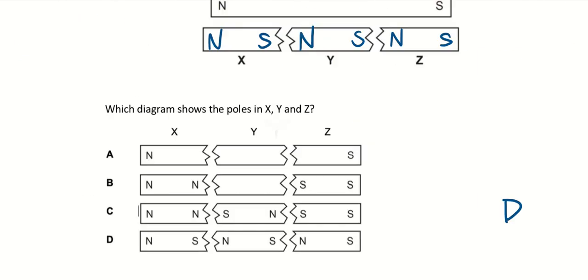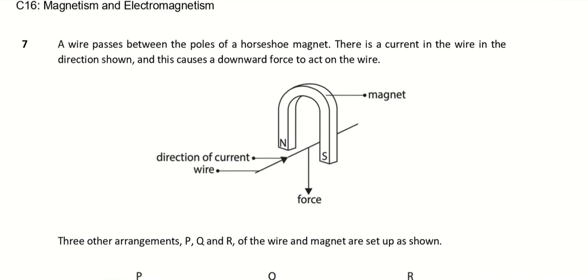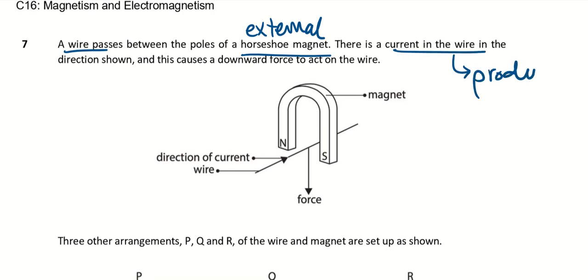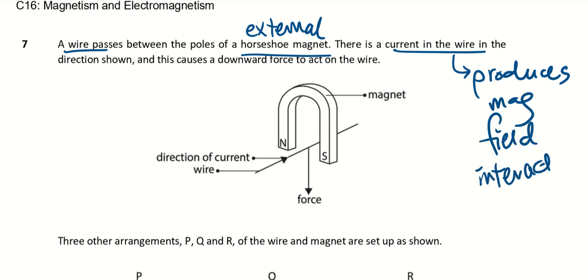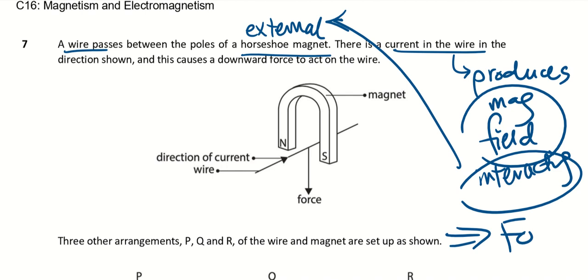The next question that you are supposed to do is question 7. Now we have a wire passing through the poles of a horseshoe magnet. That means my horseshoe magnet is my external magnetic field. There's a current in the wire, and the current produces a magnetic field. This magnetic field interacts with the external magnetic field, and then there will be a force.